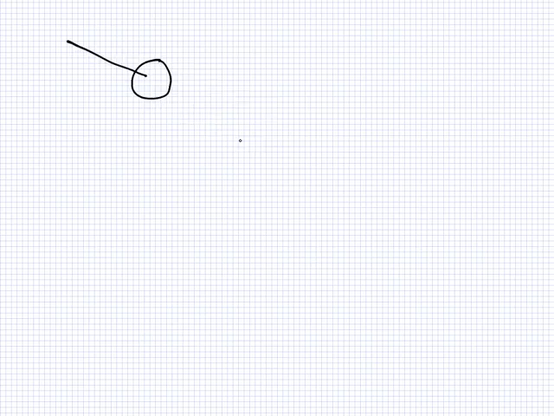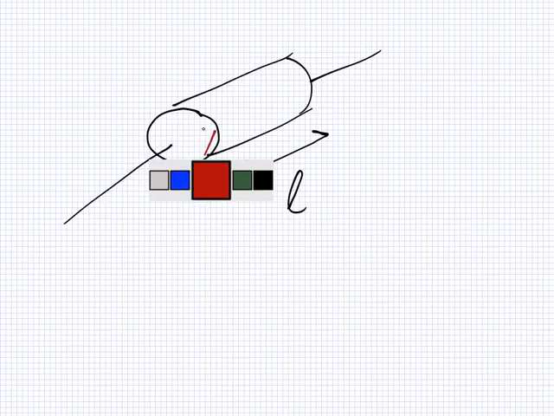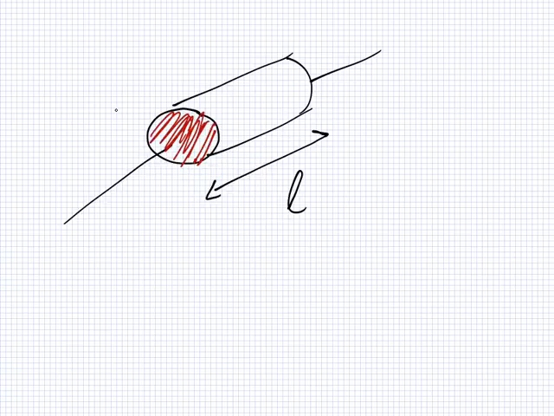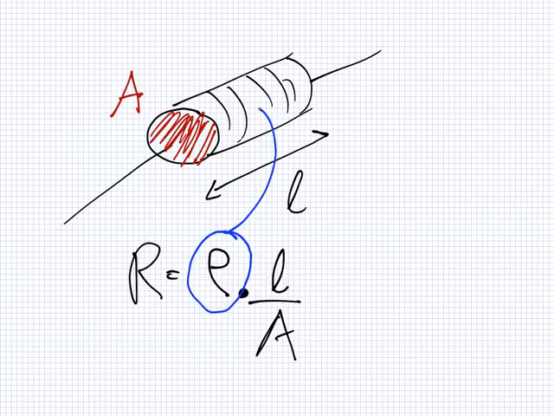Here, this is the length. And this here is the area. The resistance is equal to this constant multiplied by the length divided by the area. And this constant is a constant for the material.